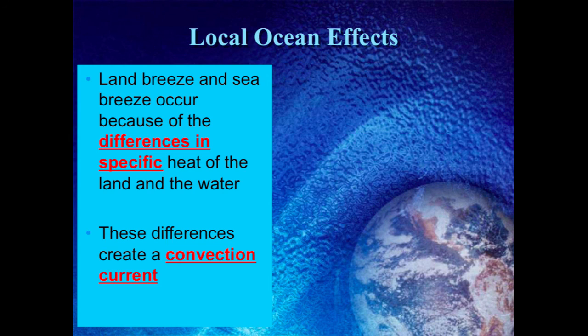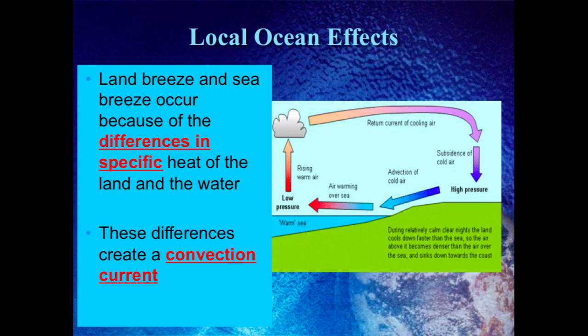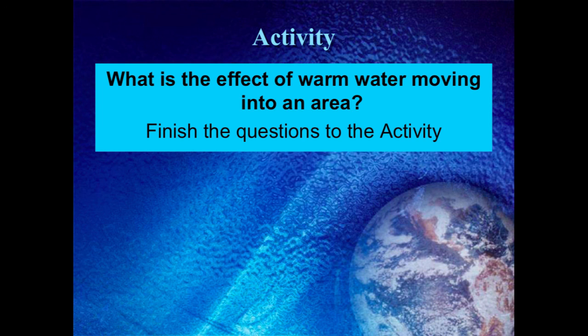Okay, so land breezes and sea breezes occur because of that difference in specific heat of land and the water. And the differences can create ocean convection currents, just like we showed. All right? So when you get in class tomorrow, we'll be starting this activity.